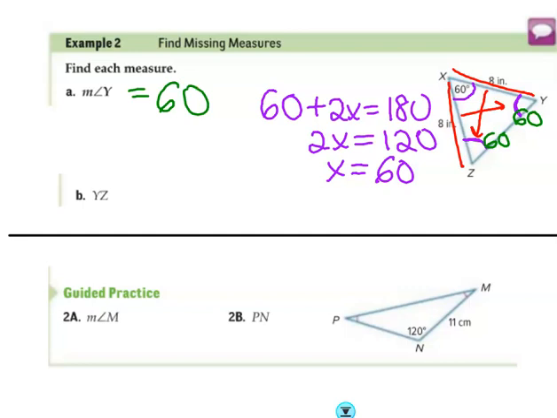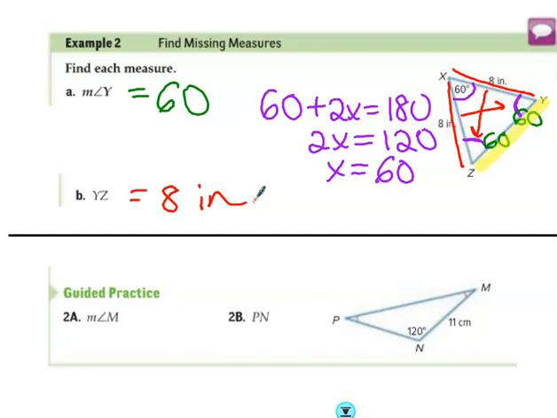Now that we proved that angles Y, Z, and X are all 60 degrees, that means YZ has to be 8 inches like the other two segments, based on our theorem about equilateral triangles.